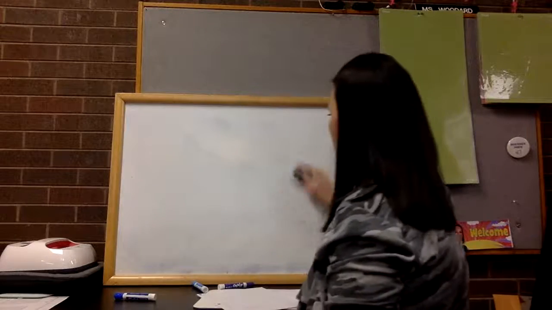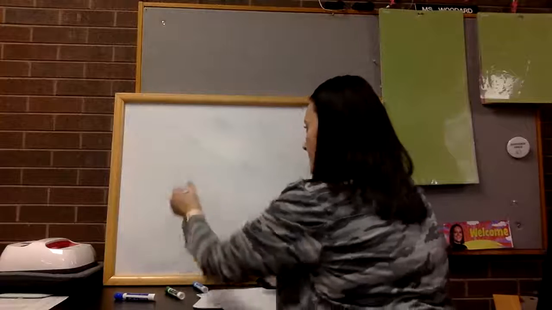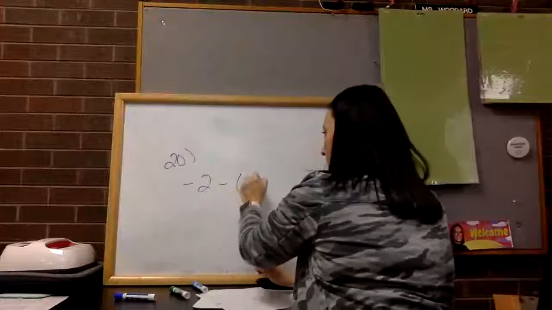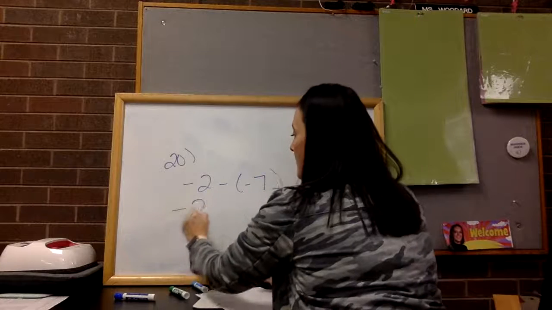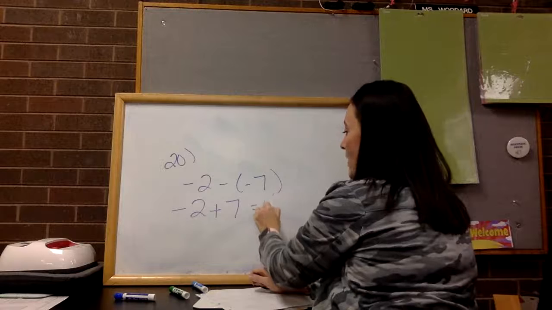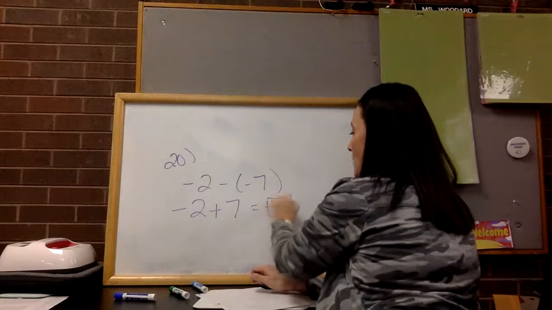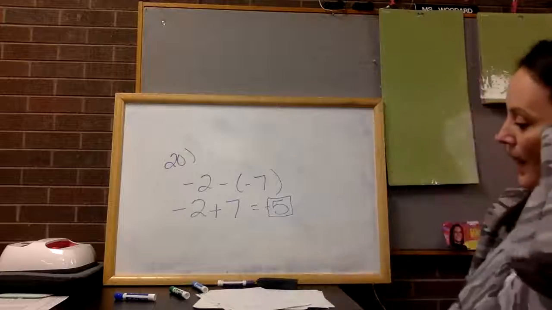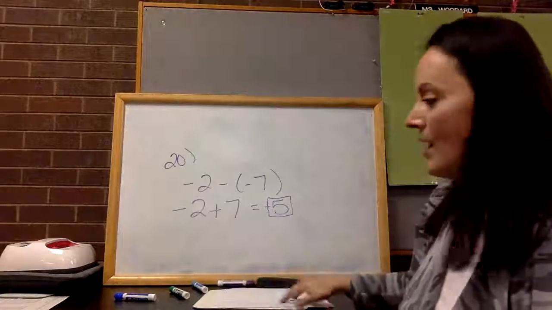And then I have one left to do with you guys, number 20. Number 20 says -2 minus -7. Keep, change, change. What do you have more of? I have more positives. How many more positives do you have? You have 5. So I should just answer that one as +5. So that's number 20 for you guys.